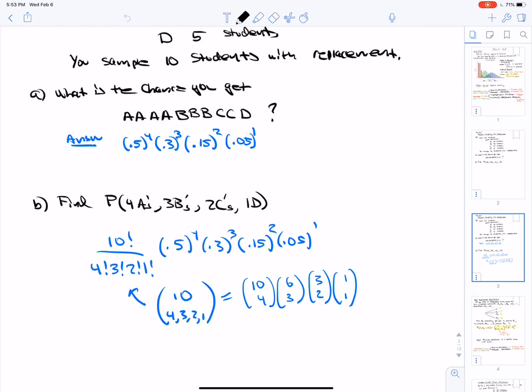We can write 10 factorial over 4 factorial, 3 factorial, 2 factorial, 1 factorial as 10 choose 4, 3, 2, 1, which, by the way, is the same as 10 choose 4 times 6 choose 3 times 3 choose 2 times 1 choose 1.